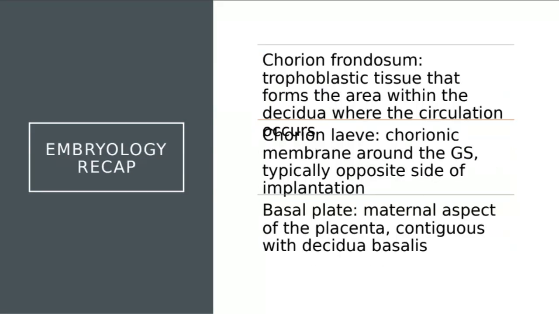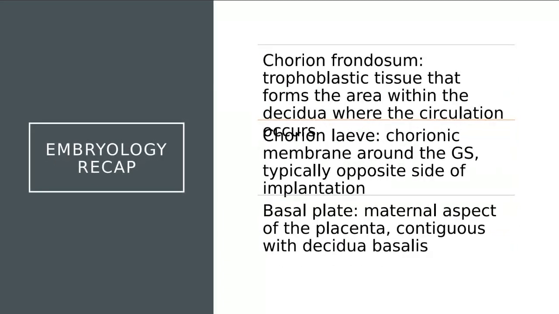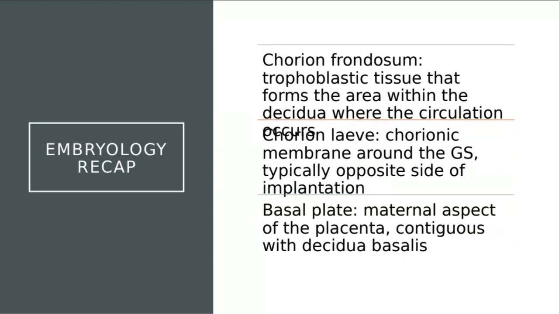So here we have an embryology recap. You can kind of correlate this back to our very first PowerPoint where we were talking about the development of that first trimester pregnancy. Some of these keywords are going to be very familiar. So we just said our chorion frondosum. That's going to be the fetal aspect of where that placenta develops and how it communicates with that baby. This is going to be that trophoblastic tissue, especially when we were learning about that decidualization and where that blastocyst is going to implant into that uterine cavity.